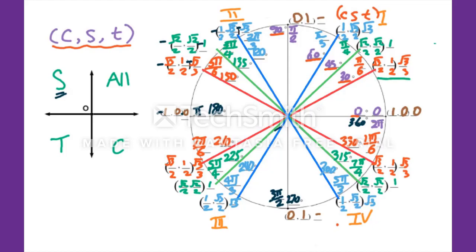For the third quadrant, tangent is positive. Therefore, the third coordinate is positive. Then the first two coordinates must be negative. Therefore, I put the negative, negative. Negative 0, still 0. Then I have negative 1.